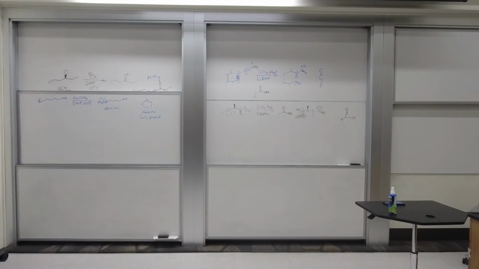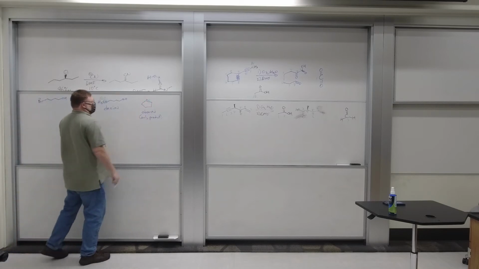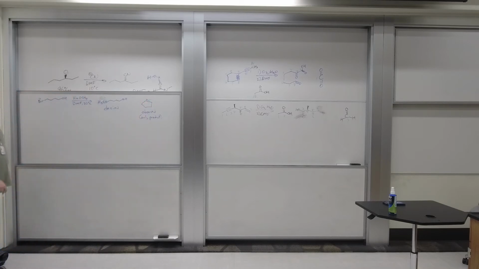Right? So we make an oxygen-carbon bond in there somewhere. So then the question becomes how you do that. And you've got a couple of different options. Let's think about all the options we could do.